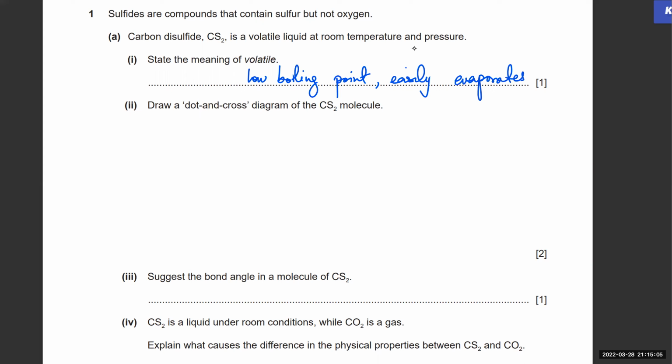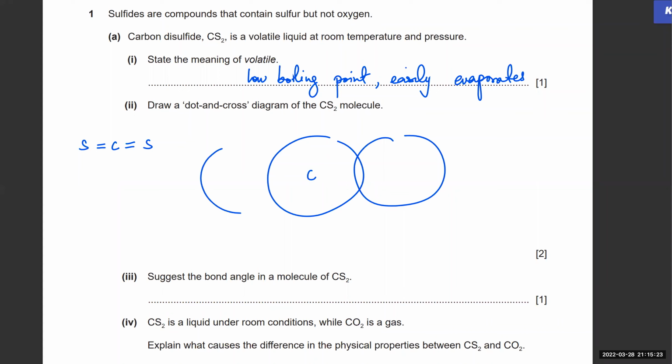Next one, draw the dot and cross diagram of a CS2 molecule. So carbon would want to share. Remember, carbon is group 4. Group 4 makes 4 bonds. Sulfur is group 6, it makes just 2 bonds. So this is what it's going to look like. There's going to be a sulfur, there's going to be a sulfur, with a double bond in each.